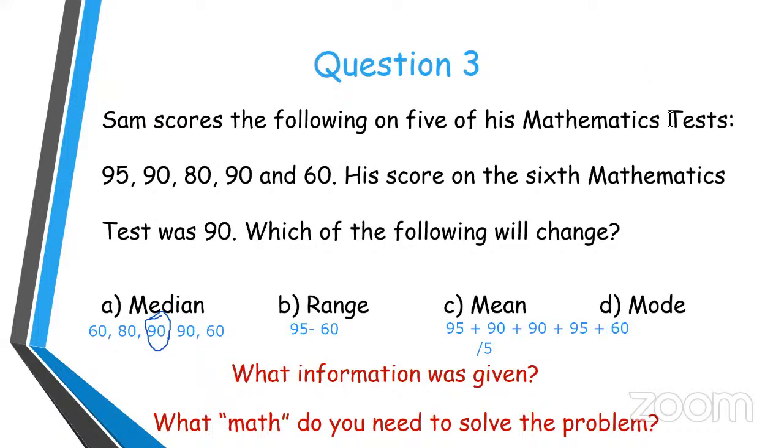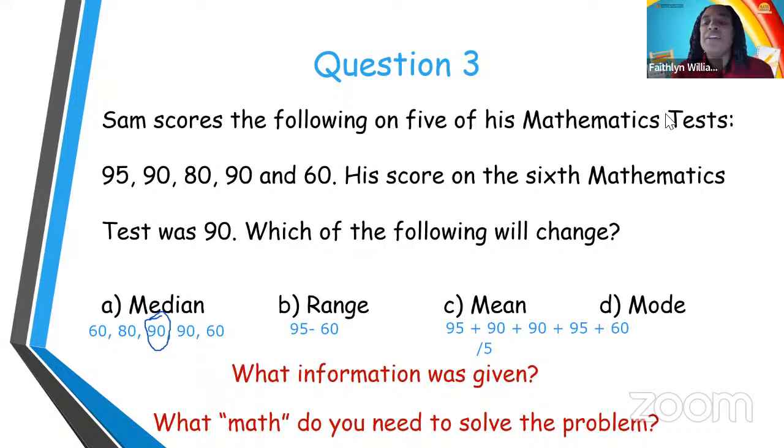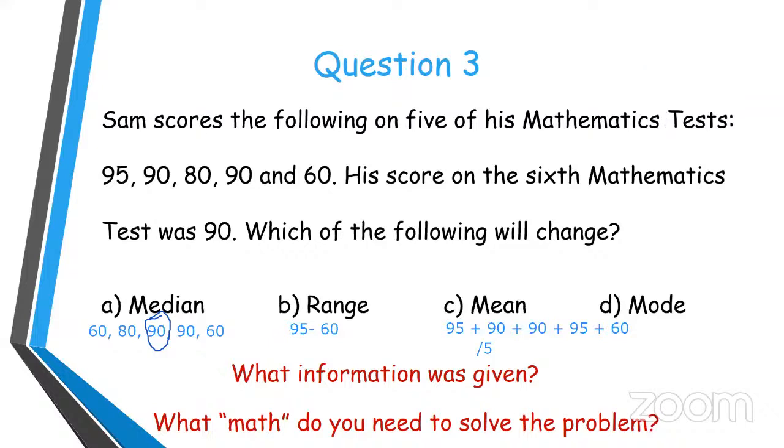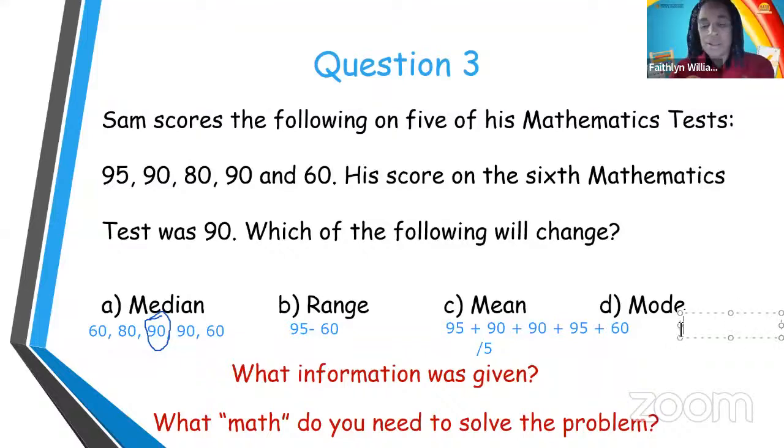What about the mode? How do we know the mode of a set of data? The mode of a set of data is the number that occurs most frequently. So the mode of this set would be 90. And if you add the other 90, it would definitely still be 90. Oh my goodness, Jonathan is running ahead of us. So when we look at it, now it says that the score on the 6th mathematics test is 90. When we add 90, would that change the median?